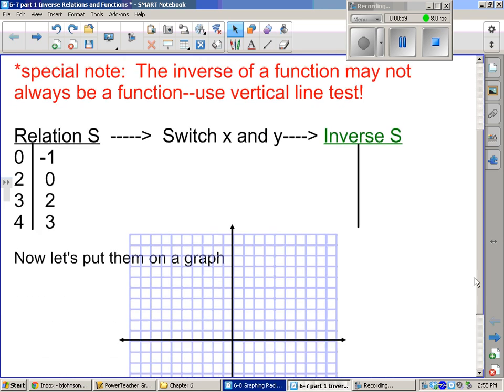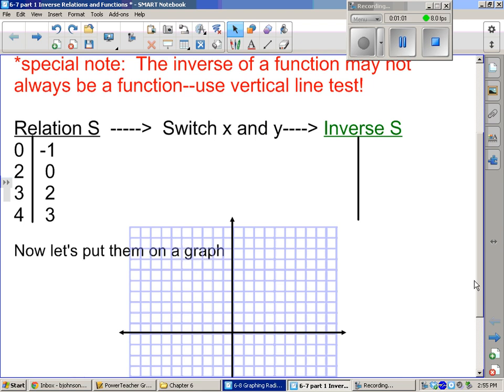All right, let's take a look at our first relation here. We'll call it relation S. See the ordered pairs, 0, -1. You can think of them with their parentheses around them, and they're ordered pairs. So if you want to make the inverse of the relation, we're going to go over to the right here, and let's do it in green. All we're doing is switching them. So -1, 0, 0, 2, 2, 3, and 3, 4.